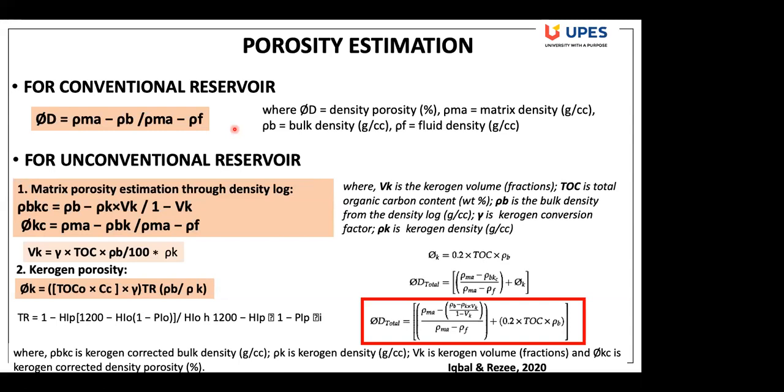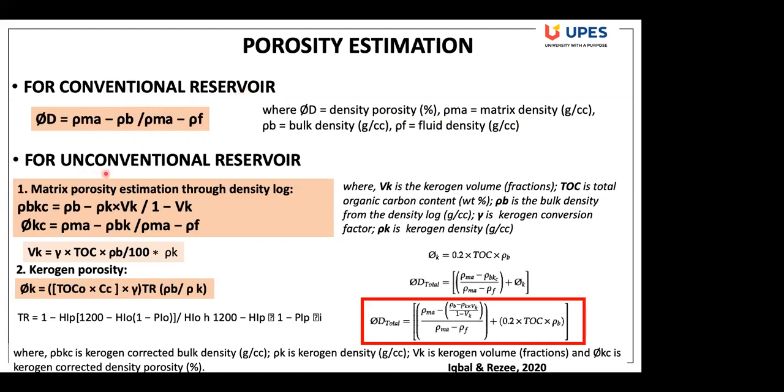So here you can use advanced logs like FMI, NMR for pore identification, but normal conventional logs cannot be used for porosity estimation in unconventional reservoir. So this is the first equation. All of you are aware of this equation, which is used generally for conventional reservoir porosity determination, where phi D is density porosity, phi matrix, then bulk density, then fluid density. This is the common equation used for conventional reservoir.